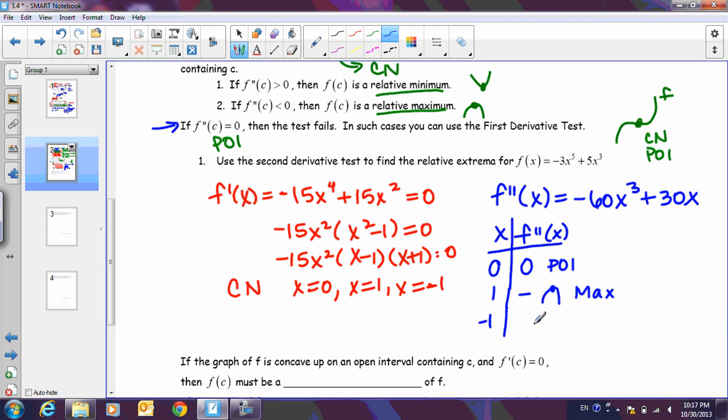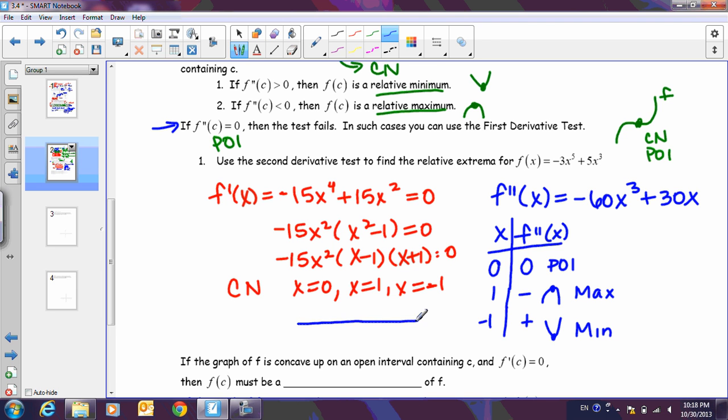Okay, last we would do a negative 1, and when I plug in negative 1, I actually get a positive result. Positive f double prime means concave up. With a critical number, that means I have a min. All right, so this was maybe easier, probably about the same level.